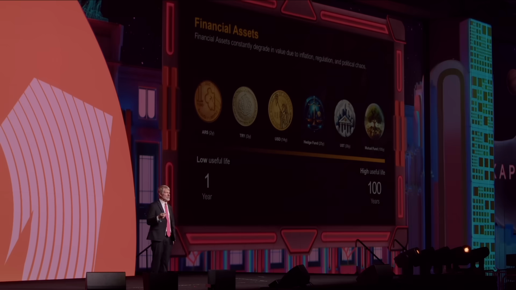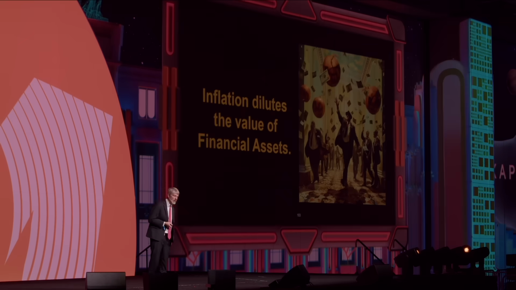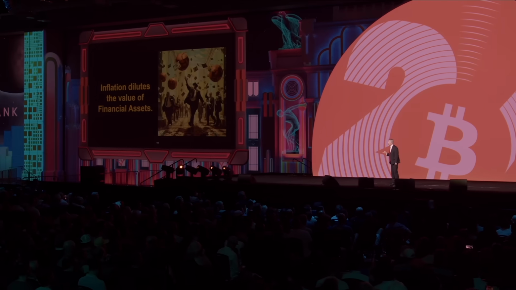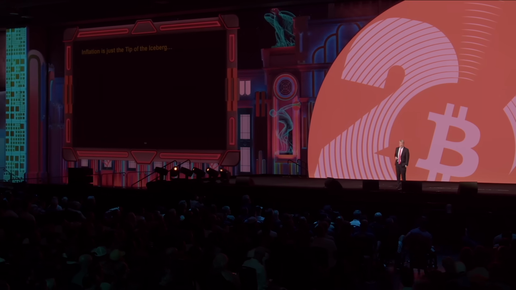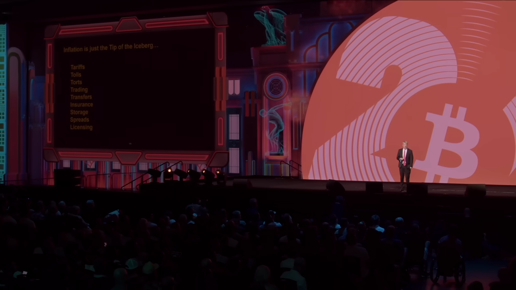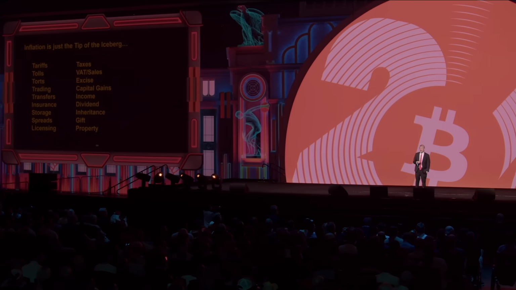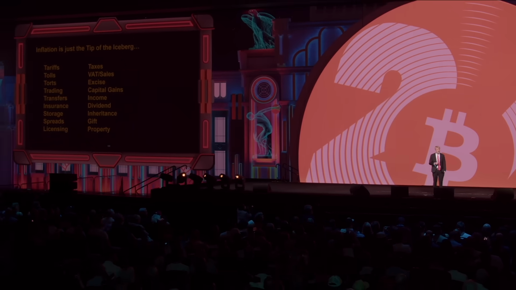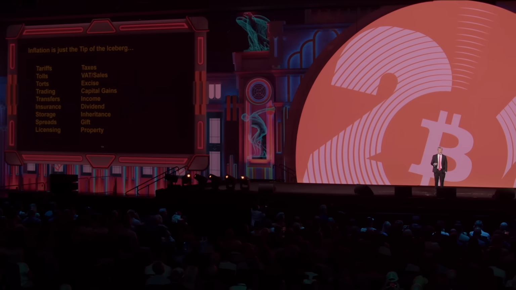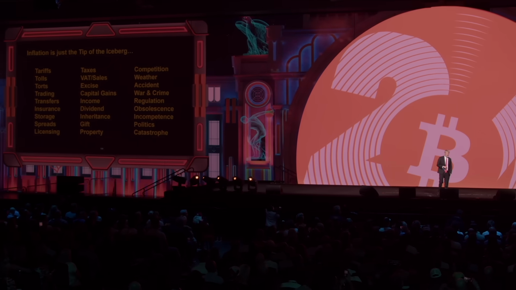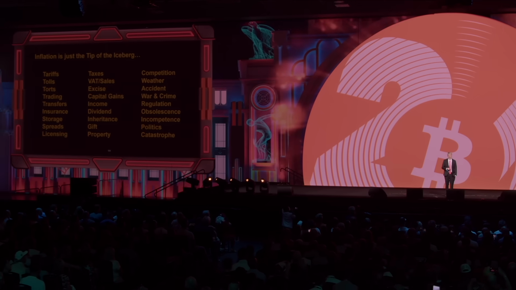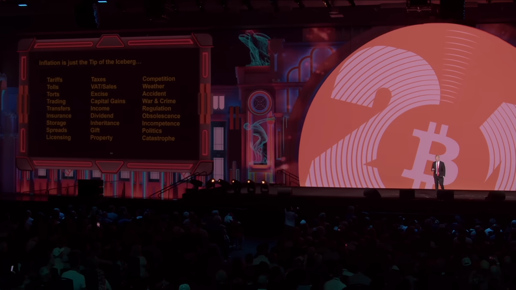We're running the world on a 20th century set of ideas, and on average, a financial asset is going to last you 30 years. We all know inflation dilutes the value of financial assets. But inflation is just the tip of the iceberg. You're also going to get diluted by tariffs and tolls and torts and transfers, taxes. We got all sorts of taxes, income tax, capital gains tax. Every time you vibrate and move the money, you get taxed on the money. And then if the taxes don't take you and the torts don't undo you, you've got weather and competition and obsolescence and politics and catastrophe. Those are the things that dilute the value of your capital over time.